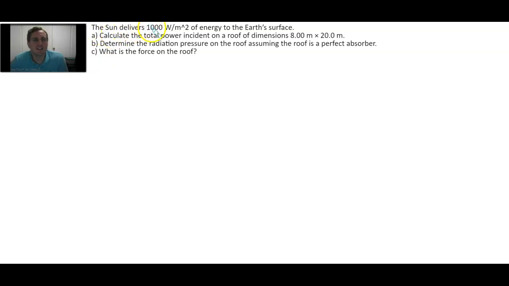The sun delivers 1,000 watts per meter squared of energy to Earth's surface. A. Calculate the total power incident on a roof of dimensions 8.00 meters by 20.0 meters. B. Determine the radiation pressure on the roof, assuming the roof is a perfect absorber. C. What is the force on the roof?